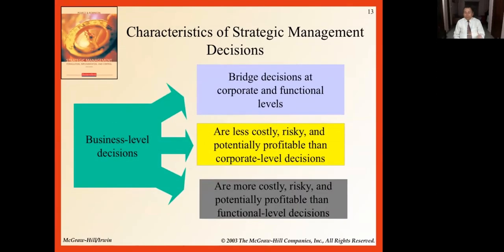Business level, in between. They bridge decisions at the corporate and functional levels and are less costly, risky, and potentially profitable than corporate level decisions. And they are more costly, risky, and potentially profitable than functional level decisions. So you have to understand these three layers: corporate, business, and functional.